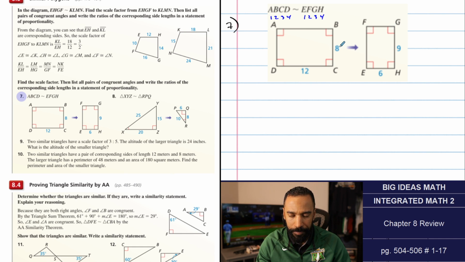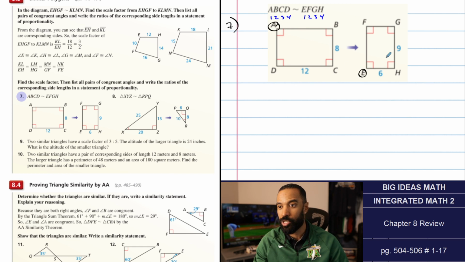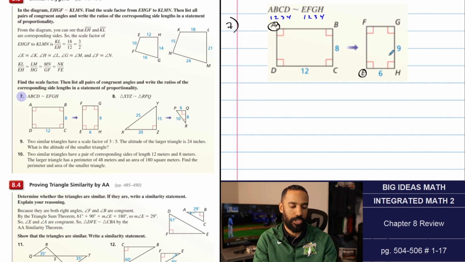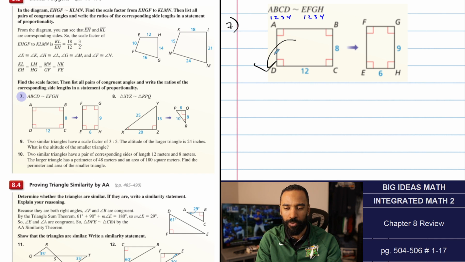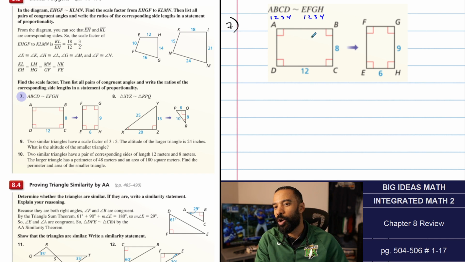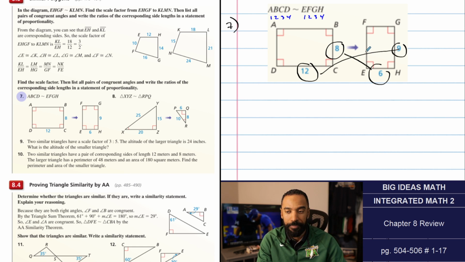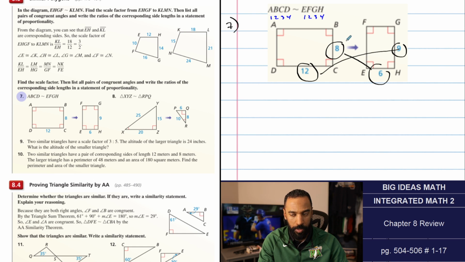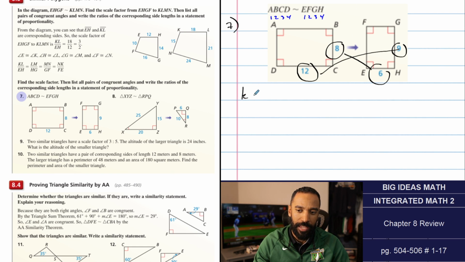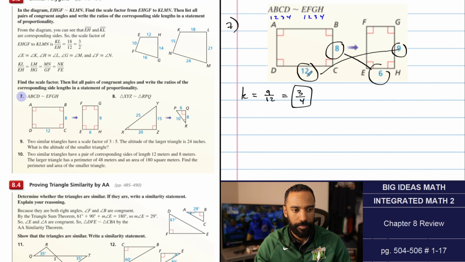When you correspond parts, A goes with E, A with E is right here. So as we just referred to before, this looks like a rotation. It looks like the ABCD got turned over 90 degrees counterclockwise like this. So the 12 corresponds with that 9, and the 8 corresponds with the 6, right? These are linked. I want to make sure that you understand that. The longer goes with the longer, the shorter goes with the shorter. So as far as scale factor K goes, we're going to divide, for example, 9 divided by 12, or 6 divided by 8, and you will get 3/4. There's the scale factor.